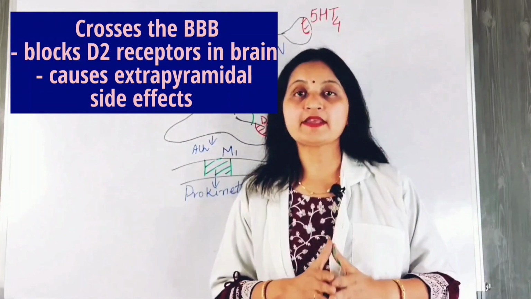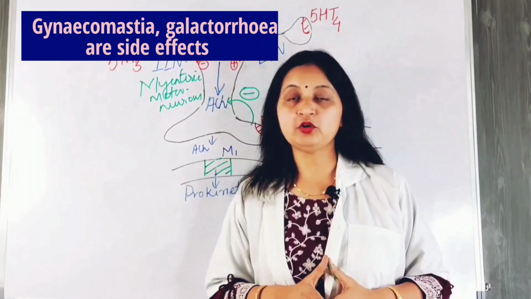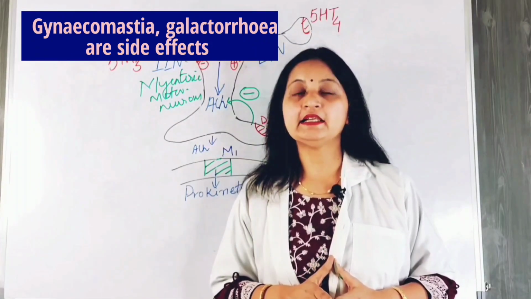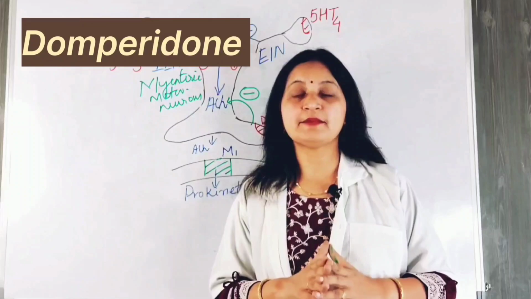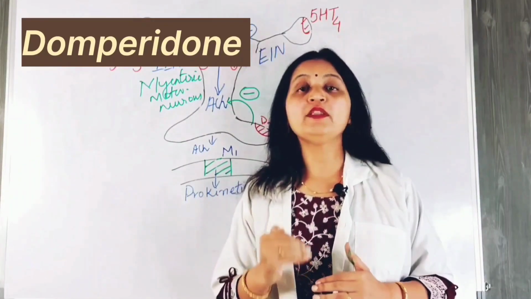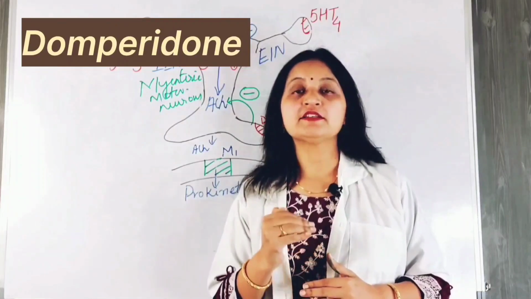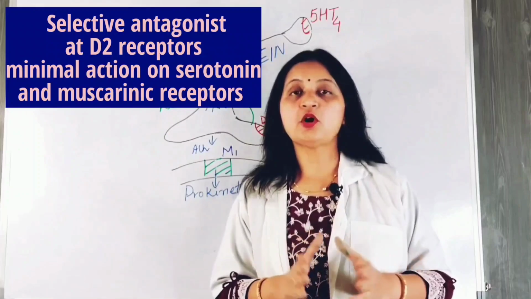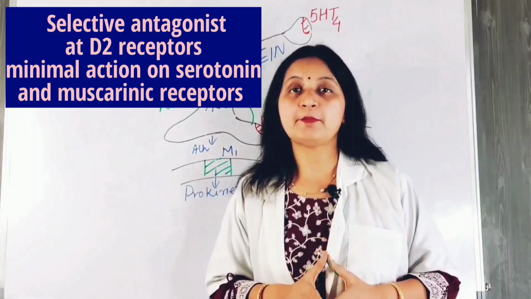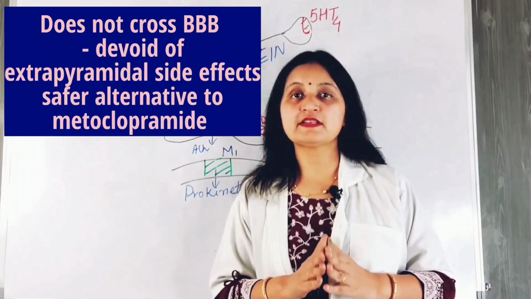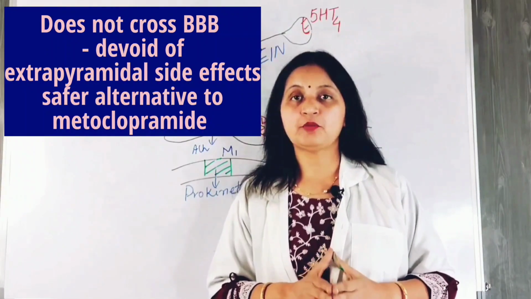Galactorrhea or gynecomastia can also occur with metoclopramide use. Domperidone, on the other hand, is a peripheral D2 receptor blocker. It is a selective D2 receptor antagonist with minimal action on the serotonin receptors or muscarinic receptors. Also, domperidone does not cross the blood-brain barrier and therefore it is devoid of central side effects unlike metoclopramide.